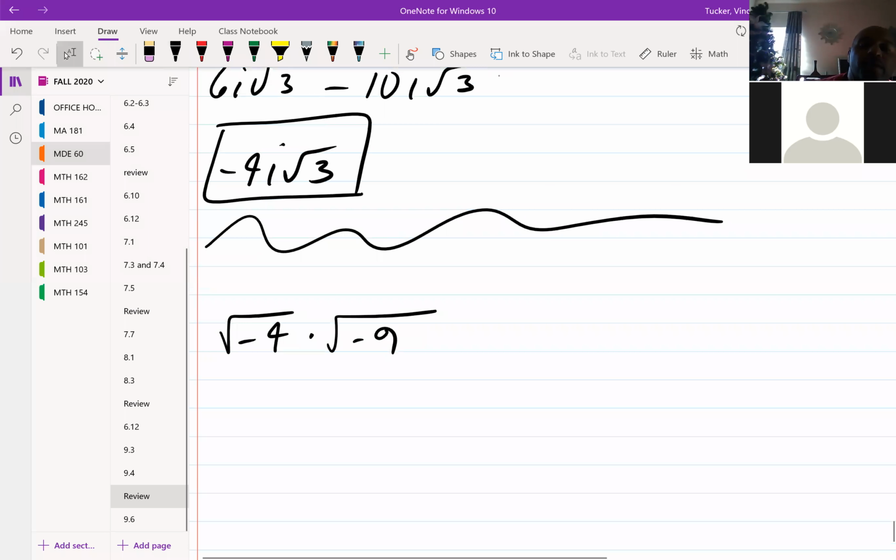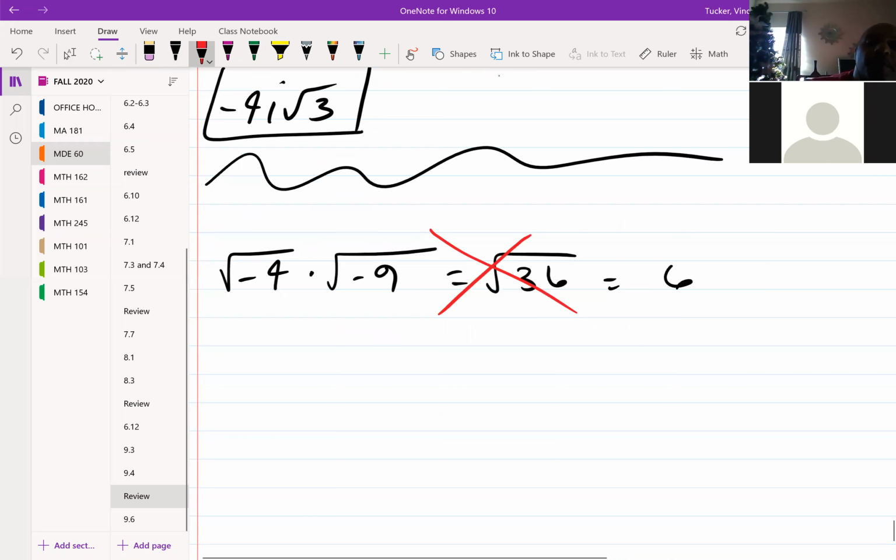Here, if I have the square root of -4 times the square root of -9, remember I just mentioned you always want to take the i first. What you don't want to do is multiply what's under the radical, because that will be -4 times -9, which is positive 36. The square root of positive 36 is 6. So that is the incorrect way of doing that.